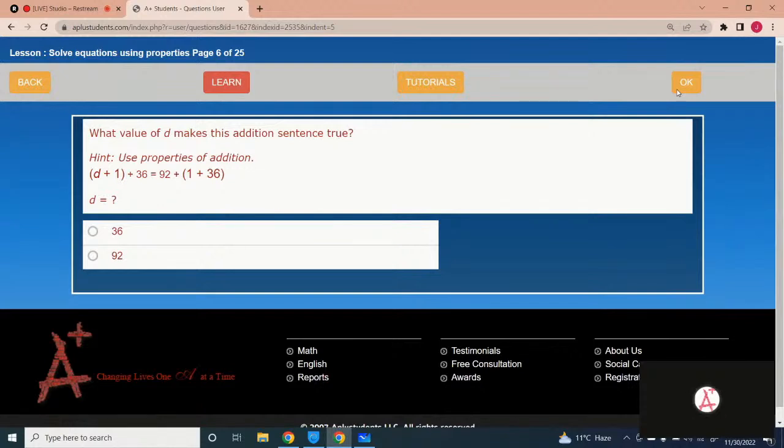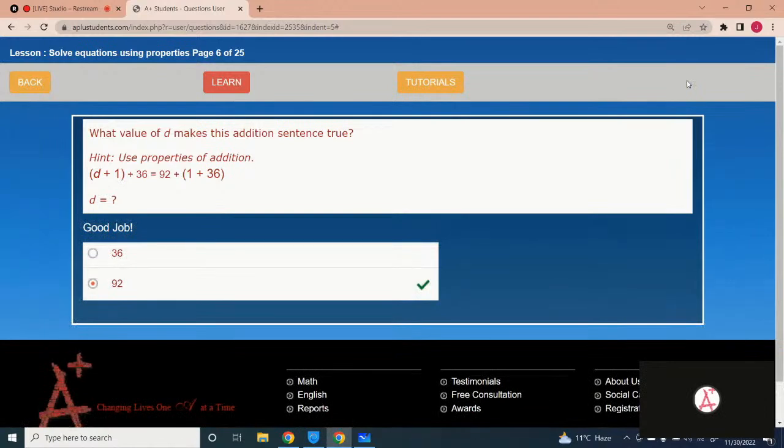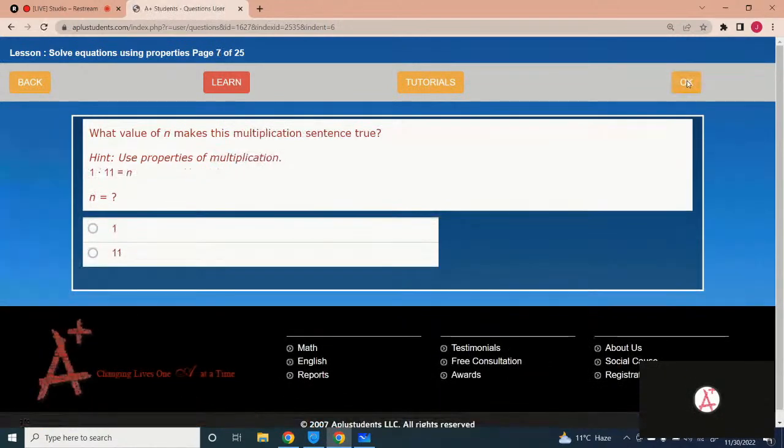It would be the associative property. So in the associative property, the numbers are exactly the same on both sides. Got it? It would be D plus 1 plus 36. So you have 1 on both sides. Yes, very good. It would be 92. Just select the correct option, then click on the OK button.